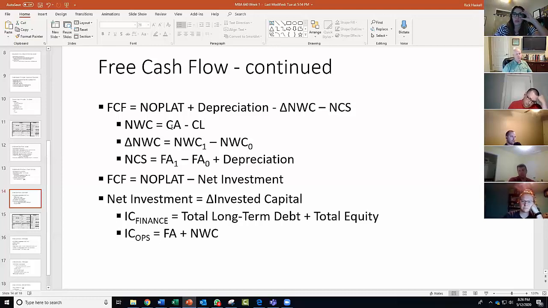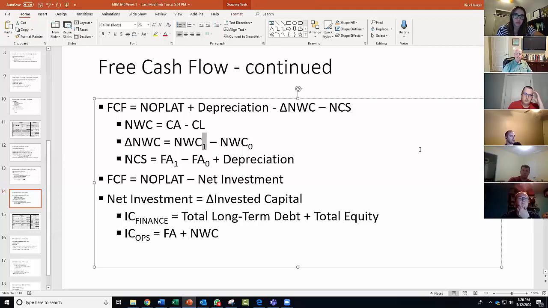Net working capital is current assets minus current liabilities. You probably remember that. And change in net working capital would be the net working capital from one period minus the net working capital from the period before. You will oftentimes see me use these little subscript notations. 1 and 0 simply means 1 is the most recent and 0 is something that came before it. I could just as easily have said now and before, or A and B, or 2019 and 2018. They're just subscripts. They don't do anything other than help you keep track of where those numbers are coming from.